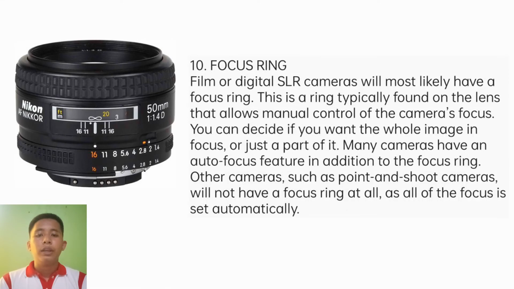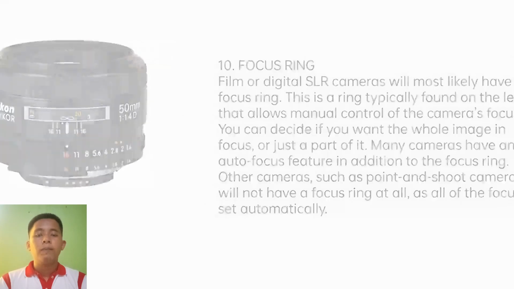Number 10, focus ring. Film or digital SLR cameras will most likely have a focus ring. This is a ring typically found on the lenses that allows manual control of the camera's focus. You can decide if you want the whole image in focus or just a part of it. Many cameras have an autofocus feature in addition to the focus ring. Other cameras, such as point-and-shoot cameras, will not have a focus ring at all, as all of the focus is set automatically.